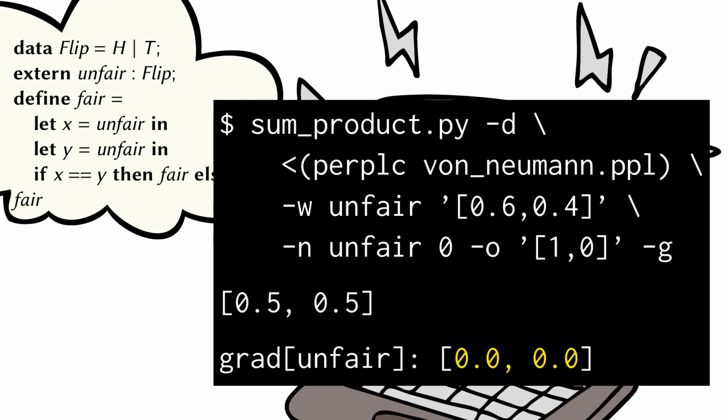Even better, we can automatically differentiate this fair distribution with respect to the unfair distribution and find that the derivatives are zero. This gives us a hint that the fairness of von Neumann's simulation does not depend on the unfair coin's probabilities.